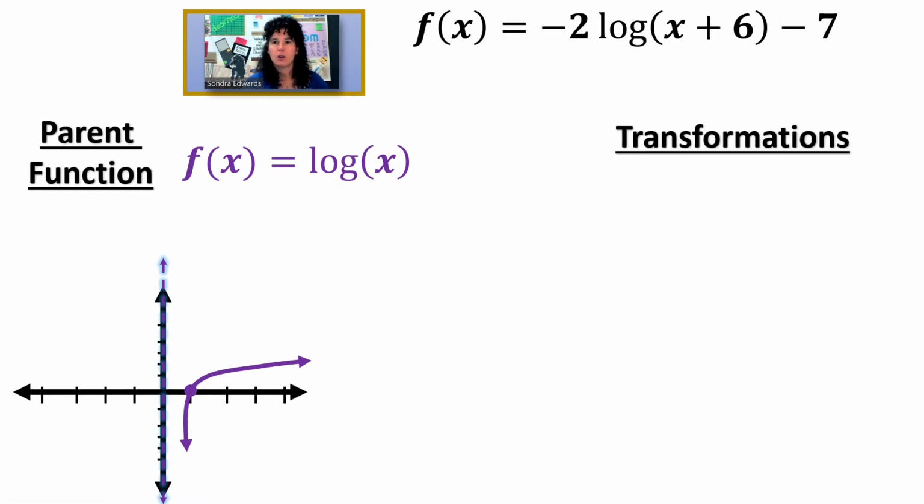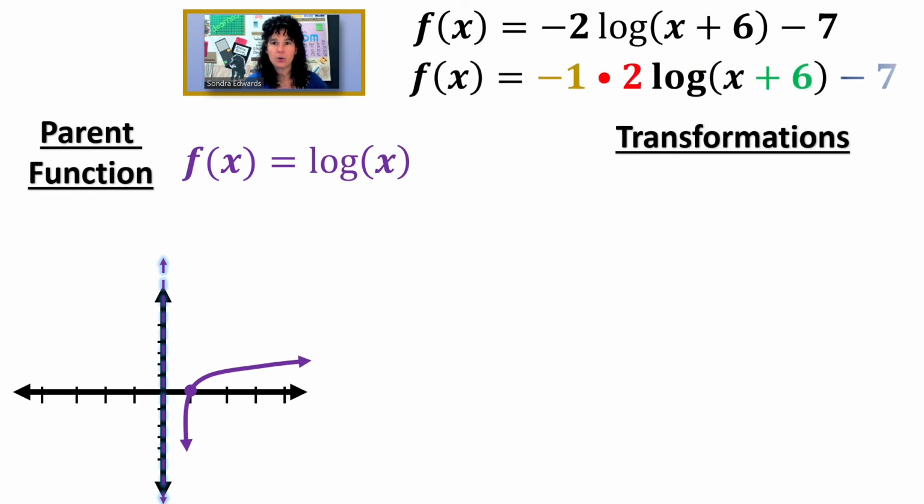Now, transformations, a review. So I'm rewriting that to try to make each piece stand out. The -2 out front really means -1 times 2, so those are separate. The order that you transform something matters.